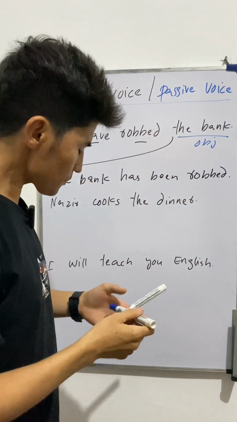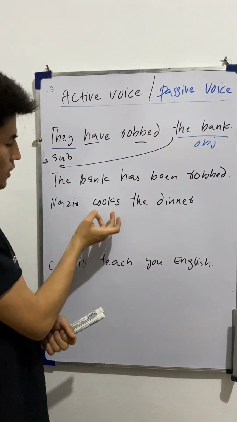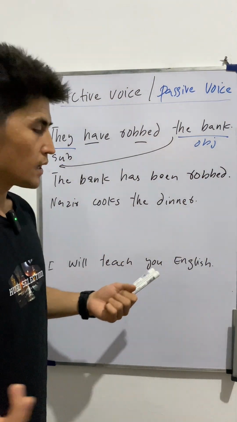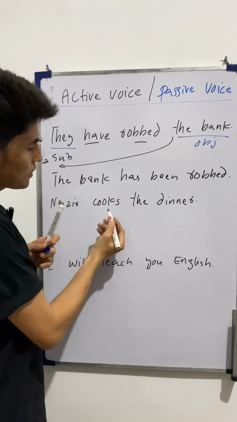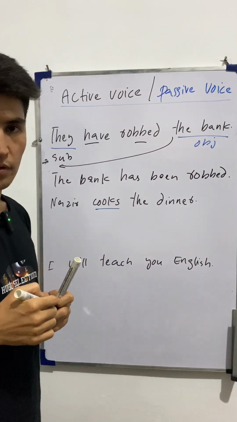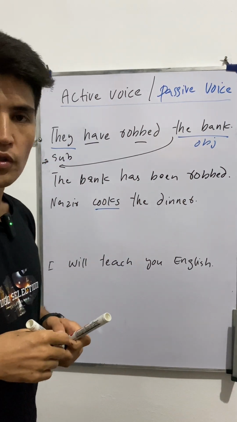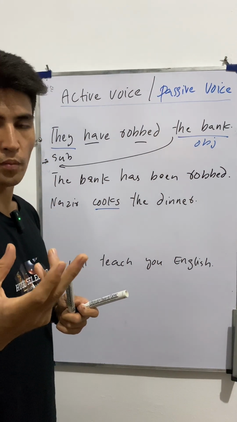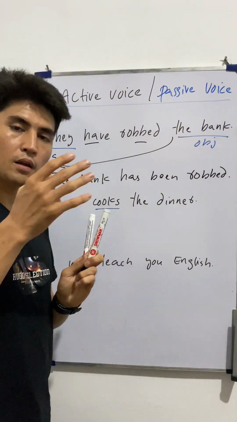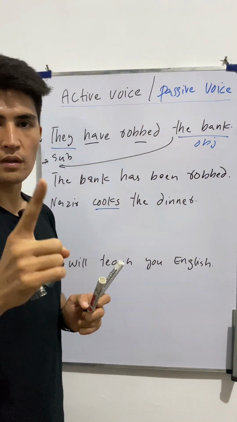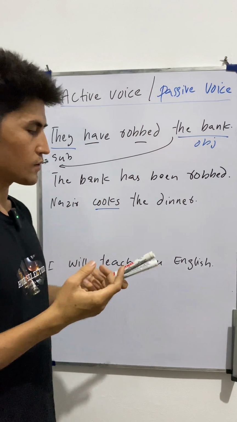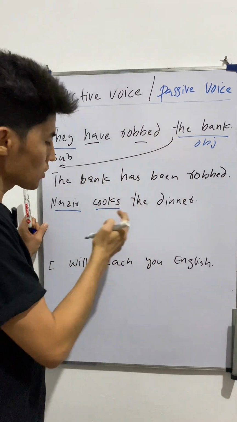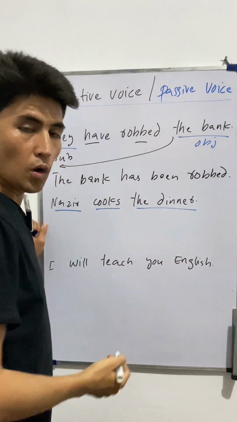Okay? Now, let's go with the second sentence. Nazir cooks the dinner. Right? Nazir cooks the dinner. خب این بسیار ساده، simple present or present simple می باشد. Right? So if you want to change it to passive voice, first of all you have to find the object. You have to identify the object. اگر بخواید این جمله رو تبدیل کنید به passive voice، کار اولی که میکنید پیدا کردن مفعول جمله است. Right? Nazir cooks the dinner. Nazir is the subject، انجام دهنده کار. Cooks is the verb and the dinner is the object.